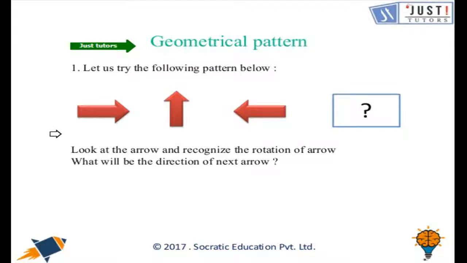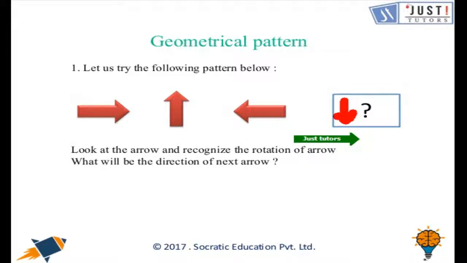As you can see, there are arrows. Look at the arrows carefully and recognize the rotation of the arrow. The arrow is rotating in anti-clockwise direction. The first arrow is pointing towards right, then up, then left. What do you think the next arrow should point towards? I'm sure you must have guessed it. It is an arrow which is pointing towards down.